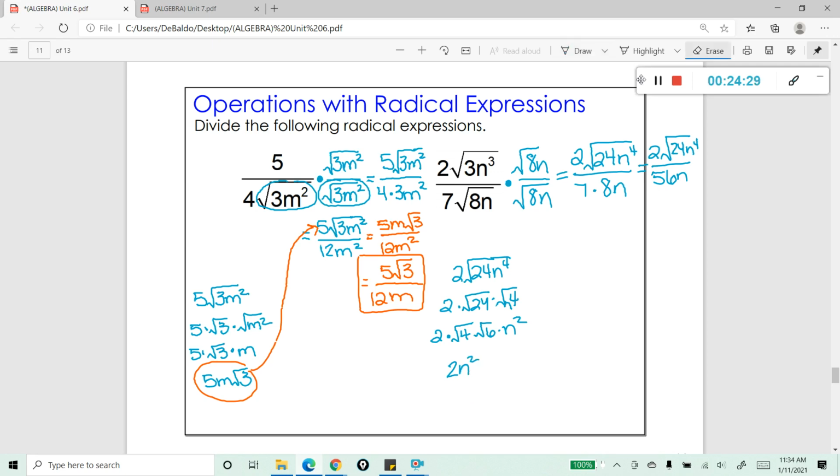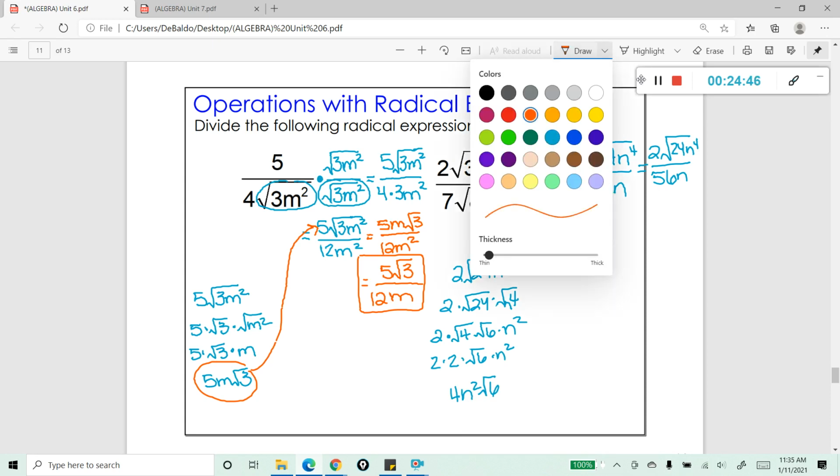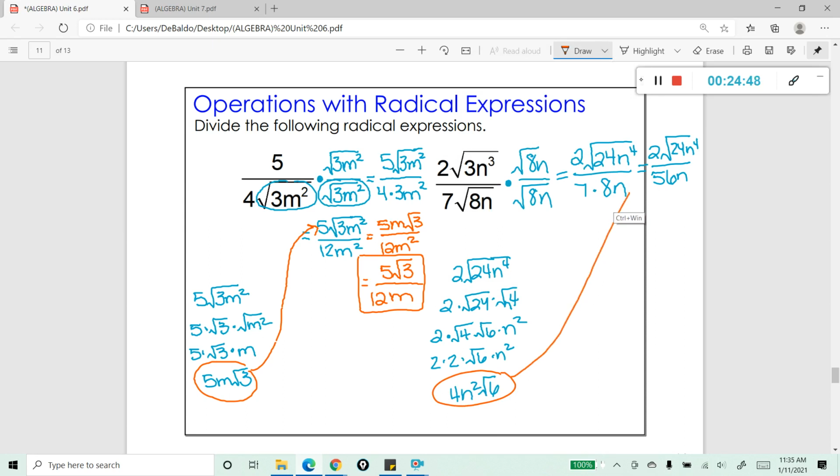Oh, I'm sorry, I forgot a step. Forgot to simplify it. 2 times 2 times root 6 times n squared gives me 4n squared root 6. All right. This is where I'm going to grab my other color and replace them. So we have 4n squared root 6 divided by 56n. We've got a little bit of simplifying to do here, don't we?